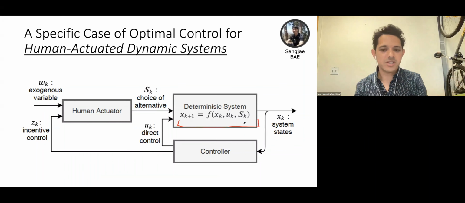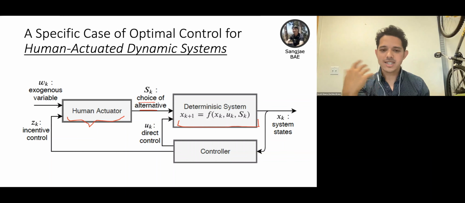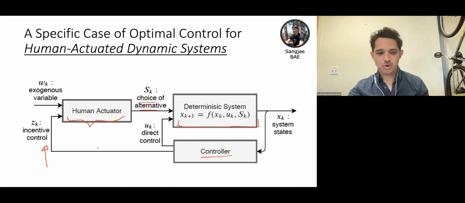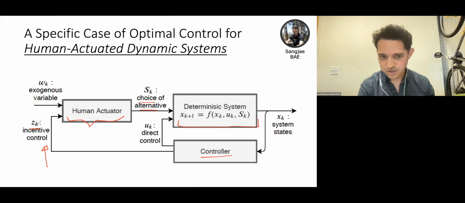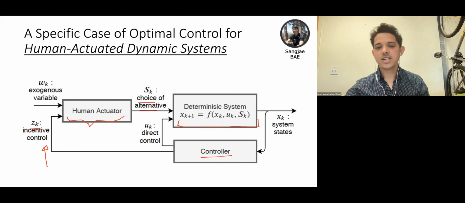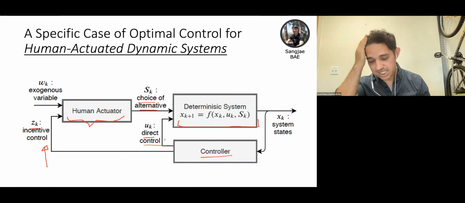And we want to control it, but now we're not treating humans as some exogenous disturbance that we want to be robust to, but actually modeling them in the loop, right? In which their choices are like a stochastic input into the system. But very interestingly, we are going to consider the design of controllers in which, although their choices are random, they're conditioned upon this incentive control that we can design, in addition to, or in complement with, a direct control that might act on the deterministic system itself.